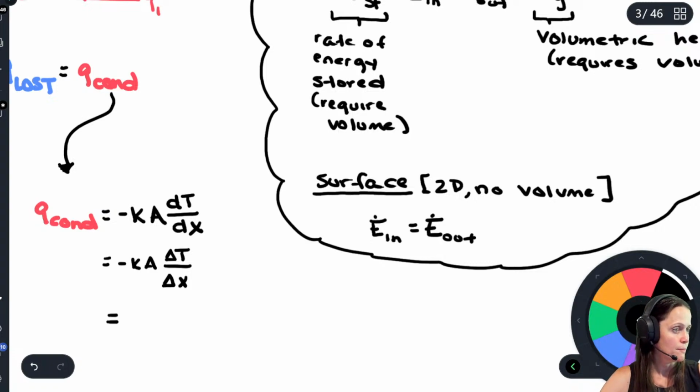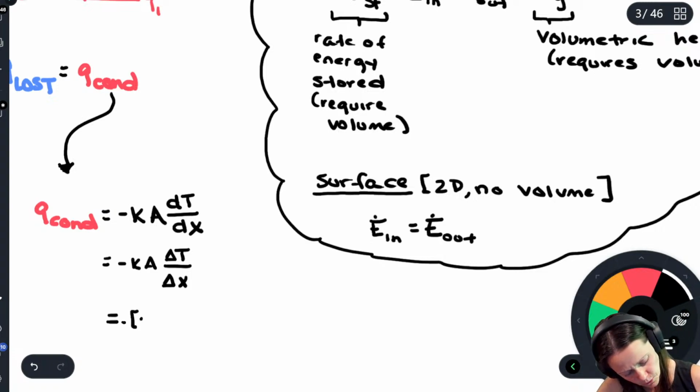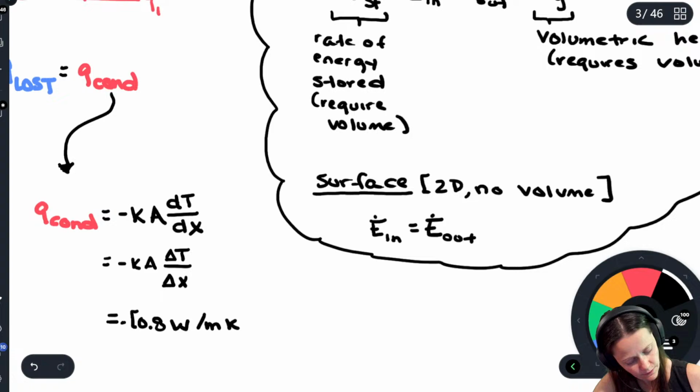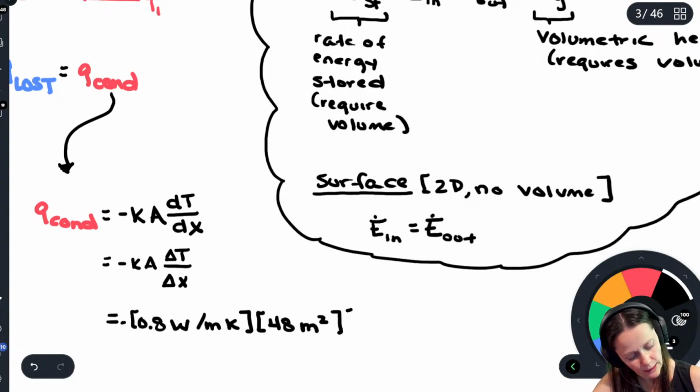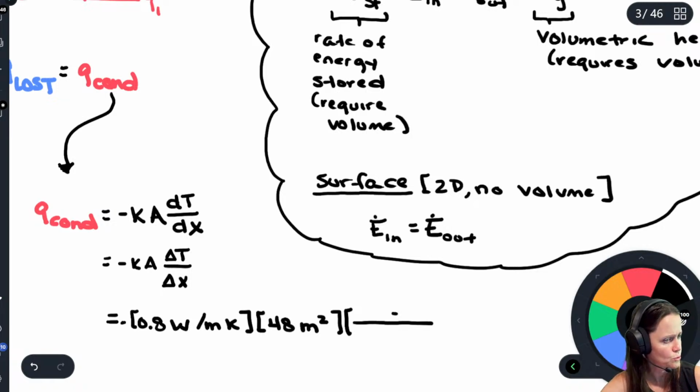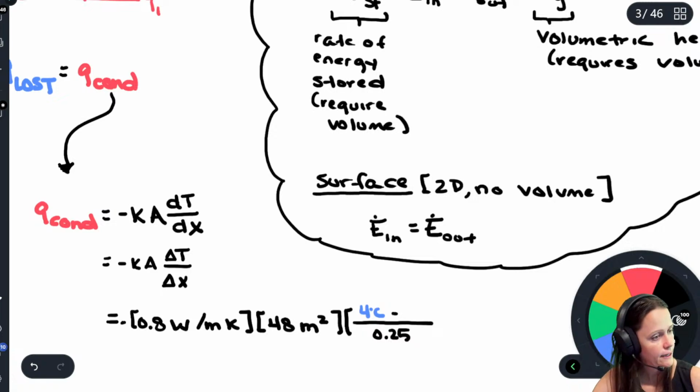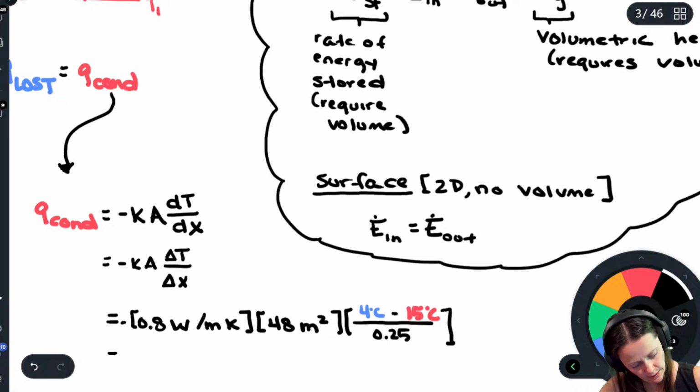All right, so let's plug some numbers in here. So I have, and there's a negative, 0.8 watts per meter Kelvin times our area, 48 meters squared. And then we've got our delta T over delta x. So our delta x was 0.25, and then we've got 4 degrees minus 15 degrees Celsius. All right, so we end up getting, you'll calculate in watts, so 1690 watts.